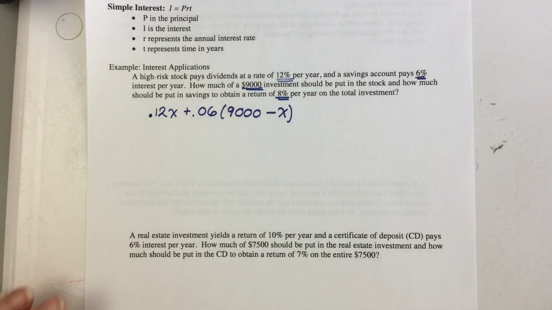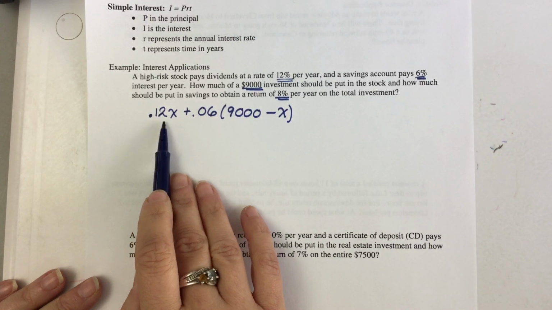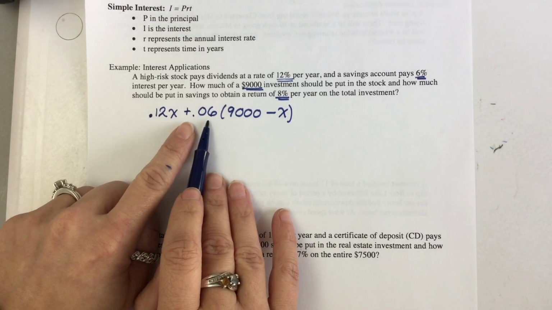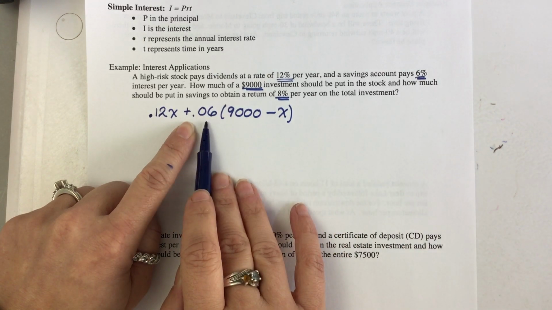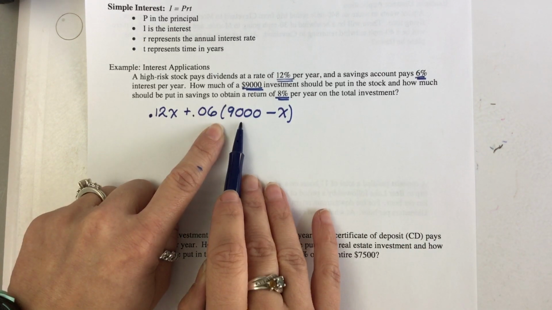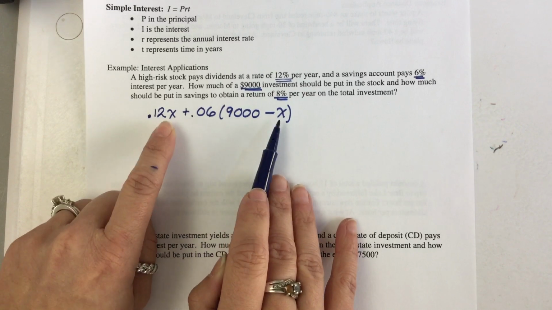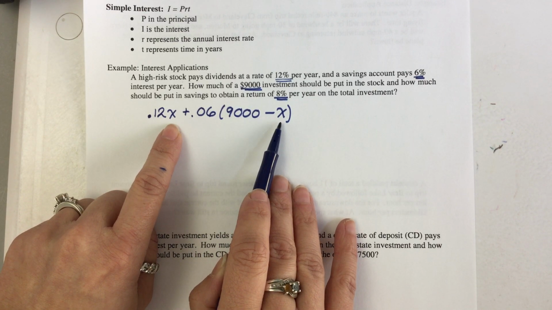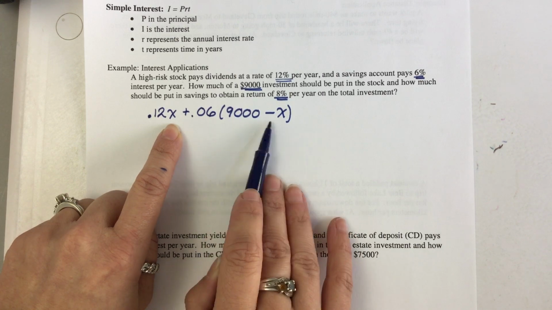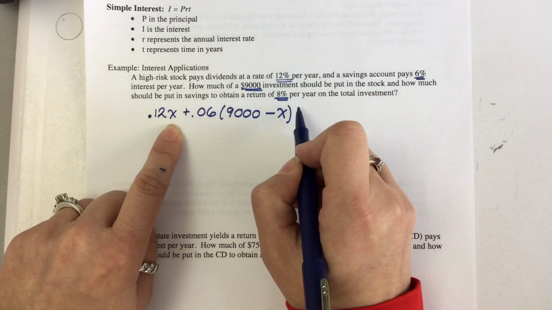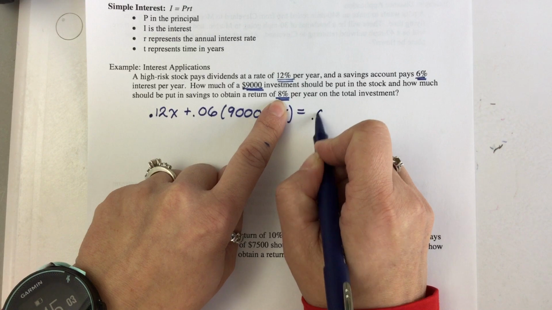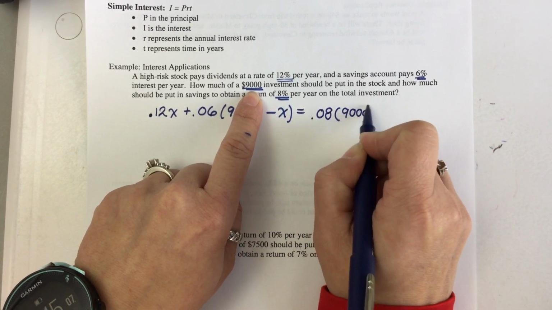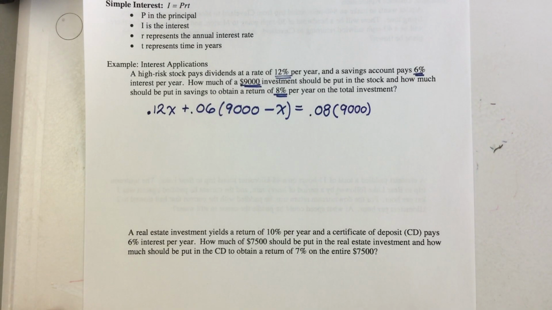So let's just look at this here. 12%, you're putting in X, which is some amount of money. The rest of the money is going to go into savings, which is 6%. You have $9,000, so this is 9,000 minus however much you put into the stock. That's how I got this, because you only have 9,000. Equals, you want to make 8%, which is 8% of your investment. Your investment is how much money you have. So here is my setup.